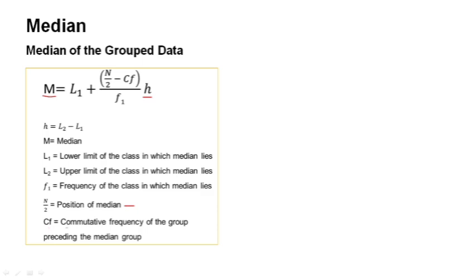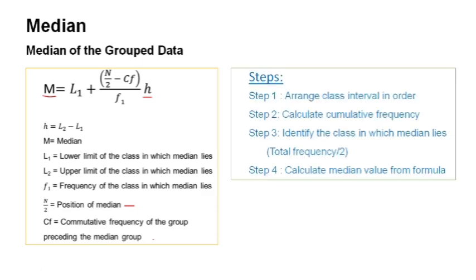So CF is nothing but the cumulative frequency of the group preceding the median group, just one group before the median group here. So let's see this with some steps. What are the steps that are included in finding the median of the grouped data?